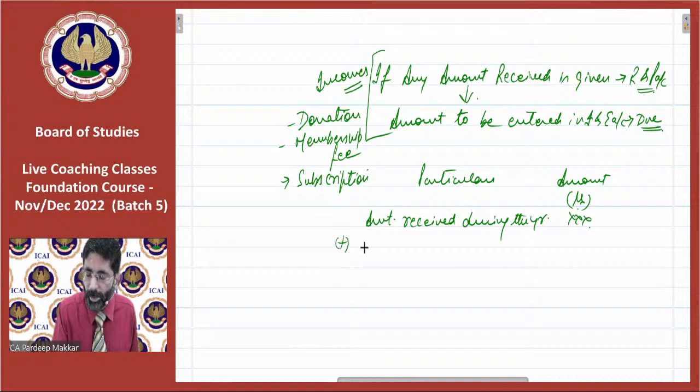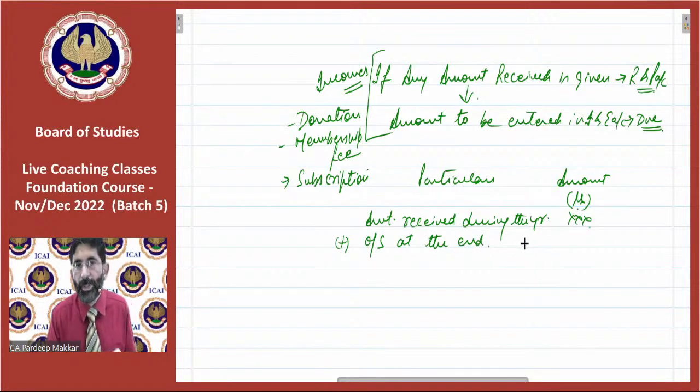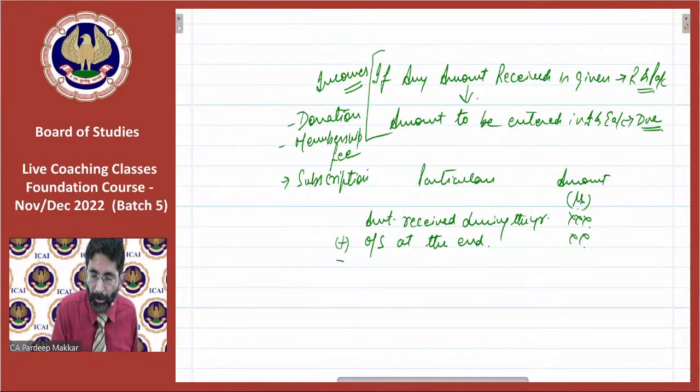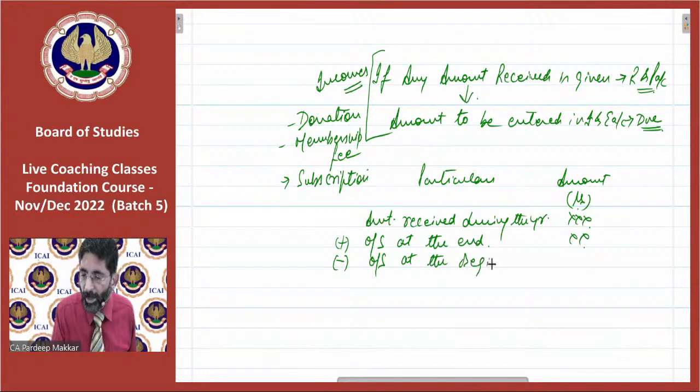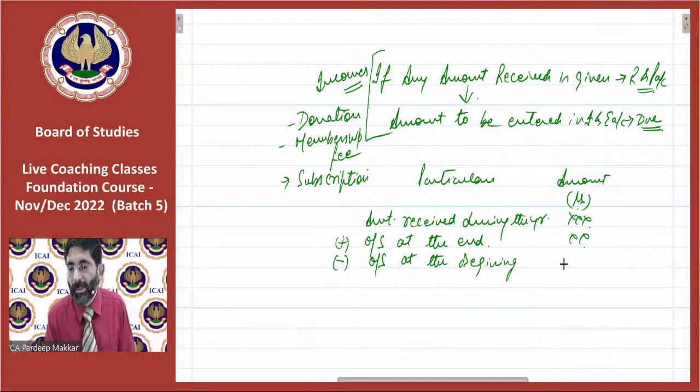Plus outstanding at the end of the year. Actually, this means the amount is due but not paid. So this is to be added, as we have already discussed in our previous chapter, that whatever is outstanding at the end of the year will be added. But we haven't discussed one thing: if any amount is outstanding at the beginning, what do you have to do? Obviously that will be done vice versa: minus outstanding at the beginning. If any amount is outstanding at the beginning, that is also given to you. So that will be deducted.